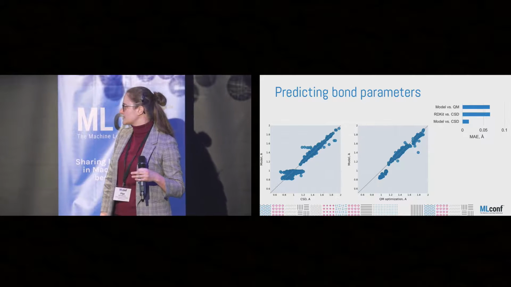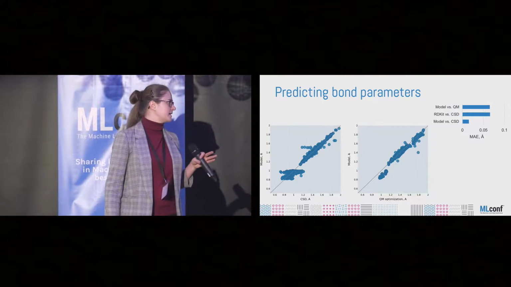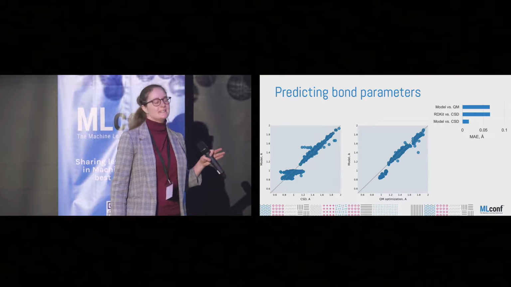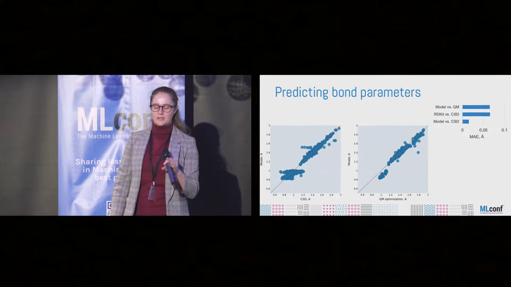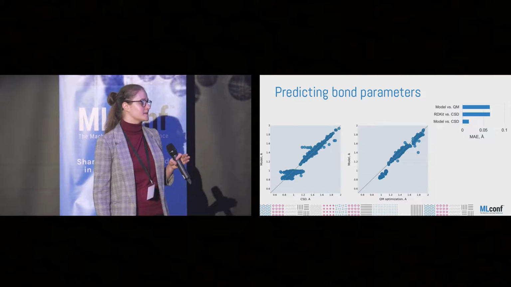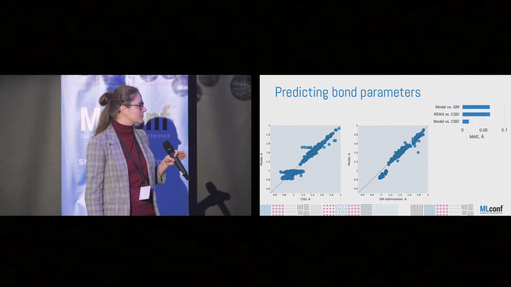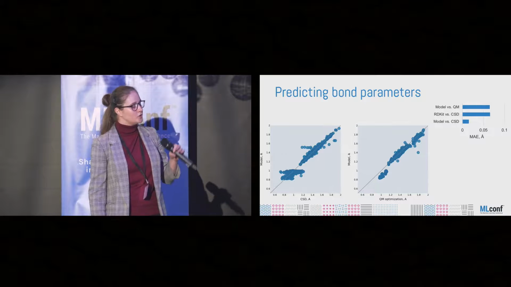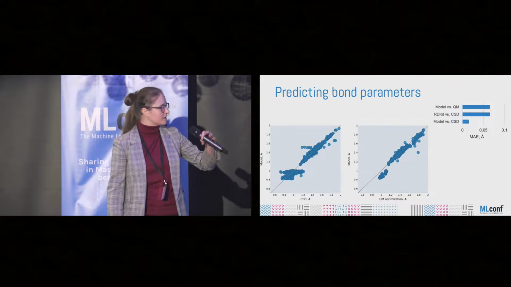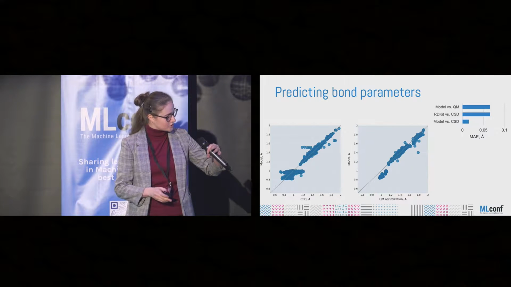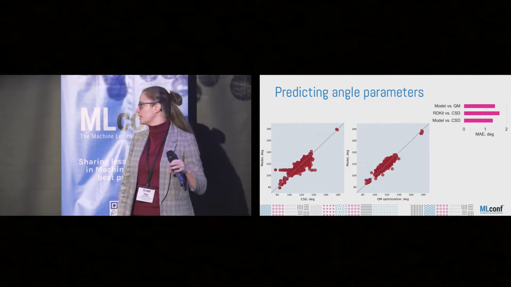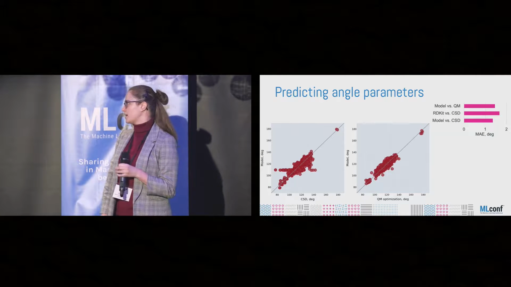To save time, I will skip it, but the summary here is that our model works at least as well as the quantum mechanical prediction, yet it's faster because you don't have to do the quantum mechanical calculation anymore. You can directly go from the structure of your molecule to predicting its parameters. And the same for the angle parameters.